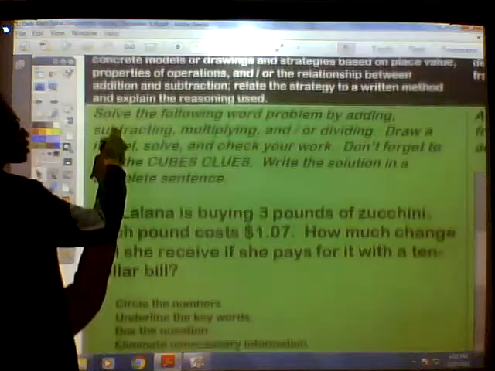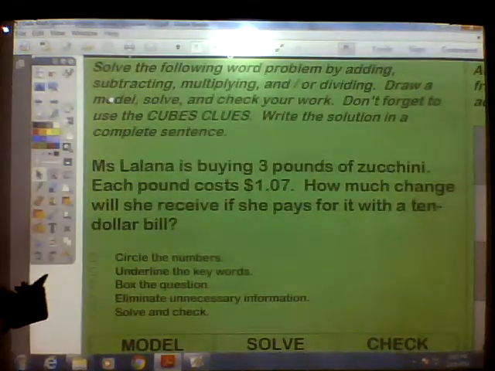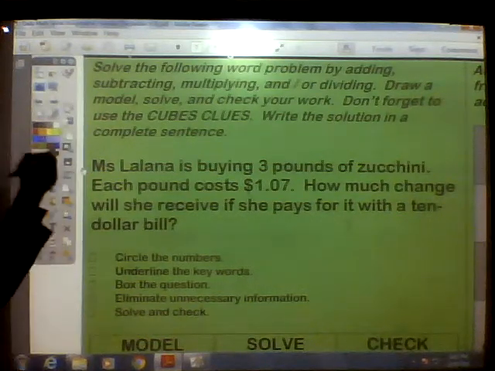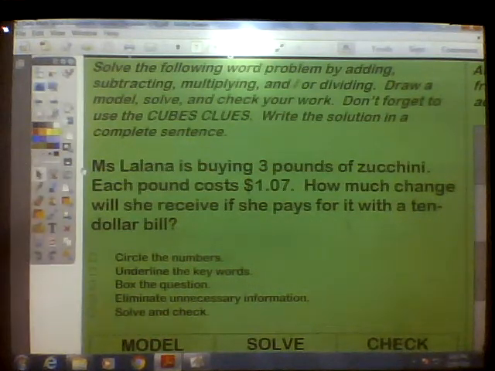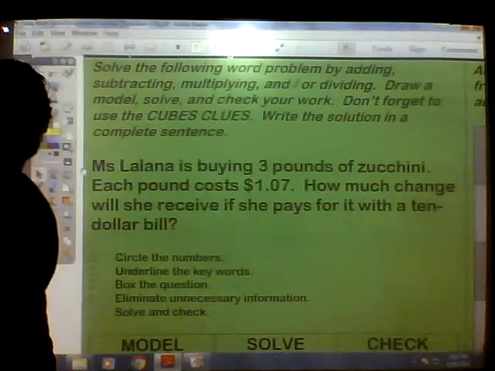For this standard, we are going to solve the following word problem by adding, subtracting, multiplying, and or dividing. Draw a model, solve, and check your work. Don't forget to use the cubes clues and write the solution in a complete sentence. Are you ready to begin? Let's begin.